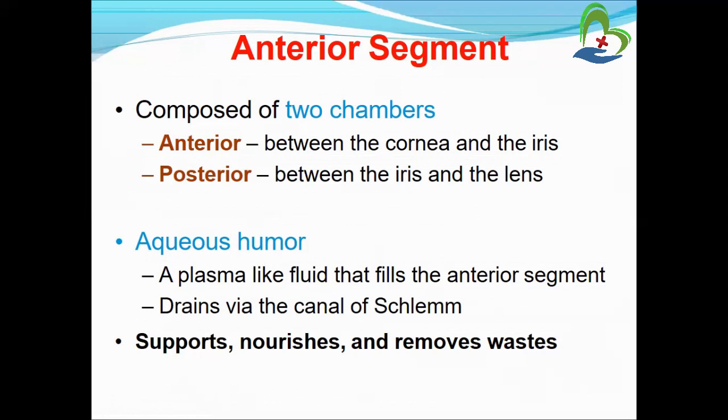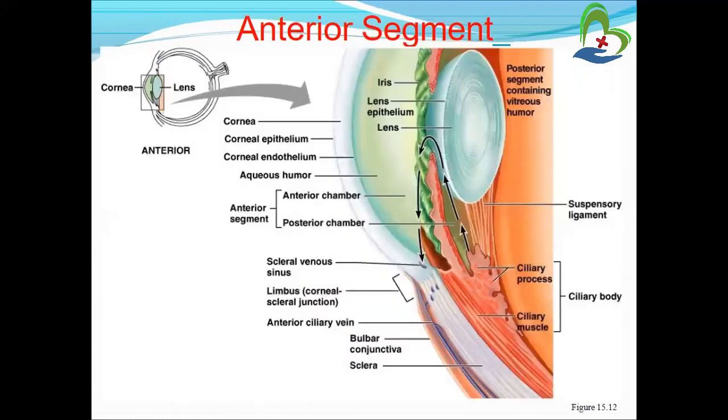And what is aqueous humor? A plasma-like fluid that fills the anterior segment and drains via the canal of Schlemm. The main function of the aqueous humor is to support, nourish and remove the waste particles from the eye. So this is about the anterior segment.